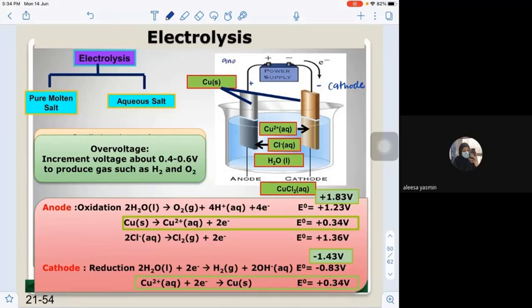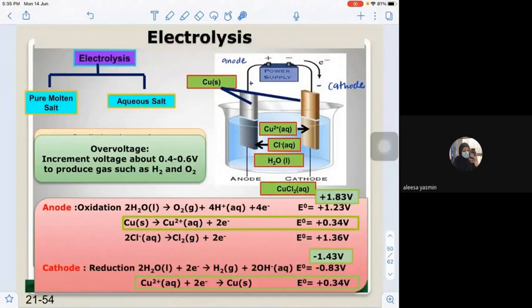Why do I start with that? Because I need to make sure that I know what happens here is the oxidation. What happens here will be reduction. What will be attracted to the negative terminal is the positive ion. What will be attracted to the positive terminal is the negative ion.